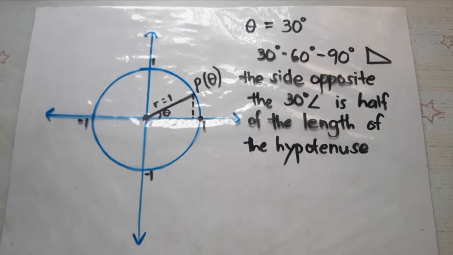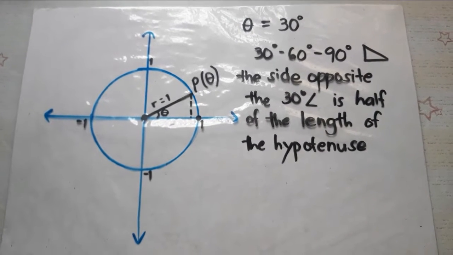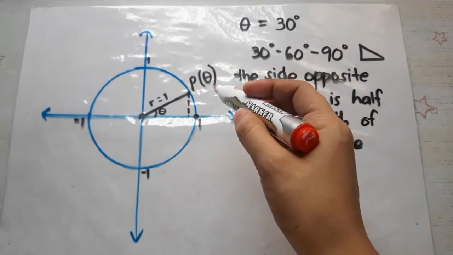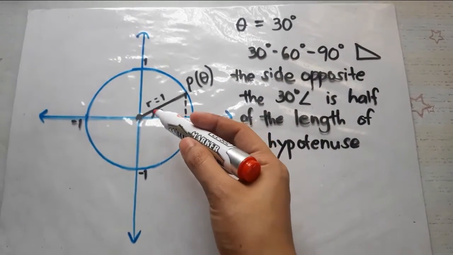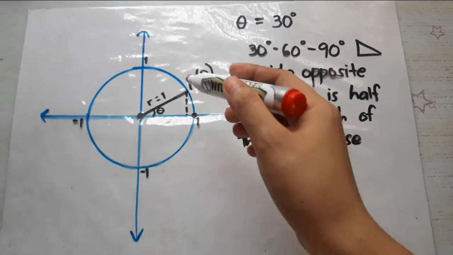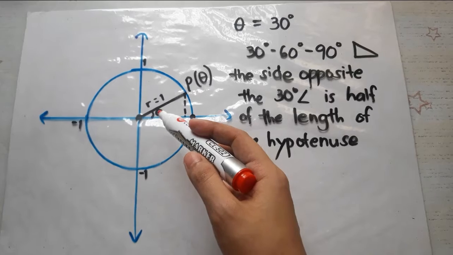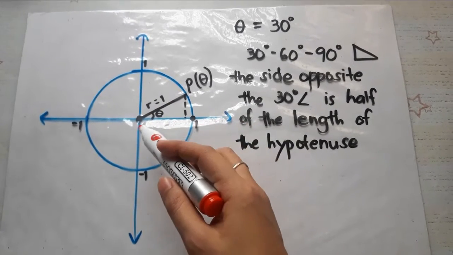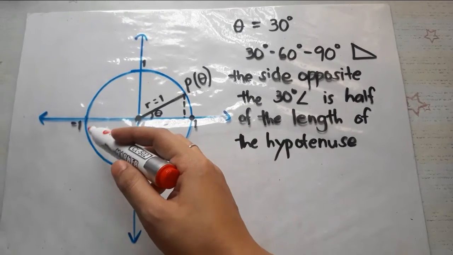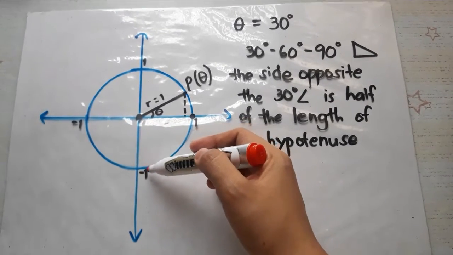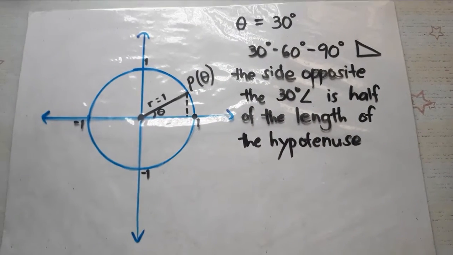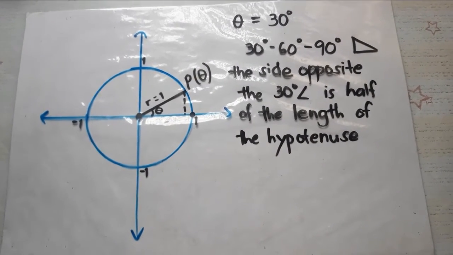Alright, so here's the explanation of the coordinates of the point of intersection, or P of theta, of a 30-degree angle. We have here theta equals 30 degrees in a unit circle. So we have the radius equals 1, or r equals 1. If you can see, on the right side we have 1 unit, left side we have 1 unit, below we also have 1 unit, and up there we also have 1 unit. Remember that all radii of a circle are equal.